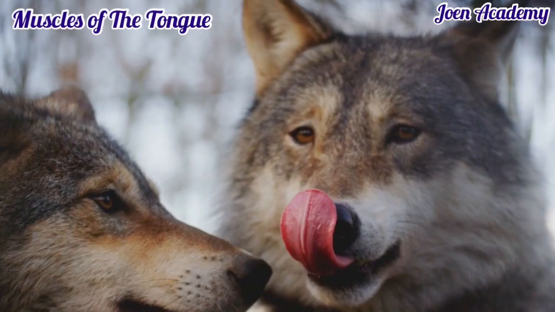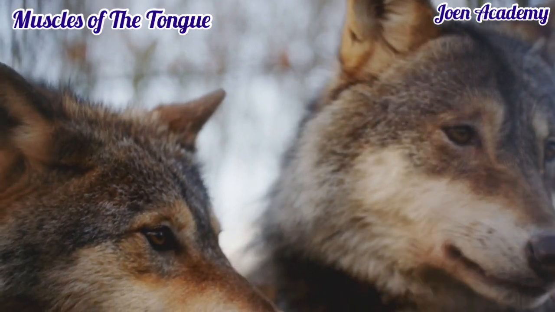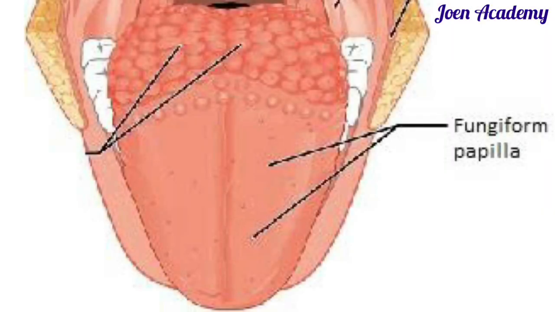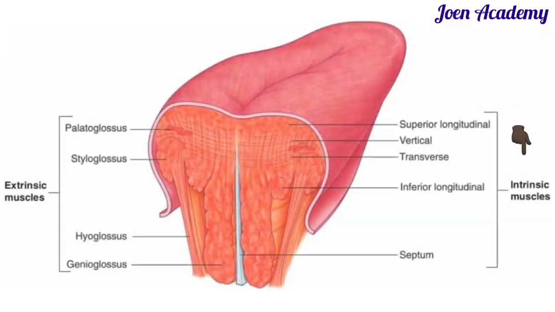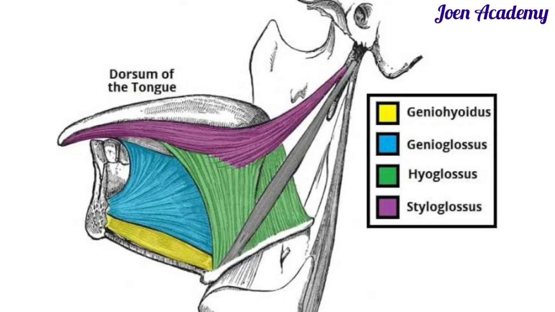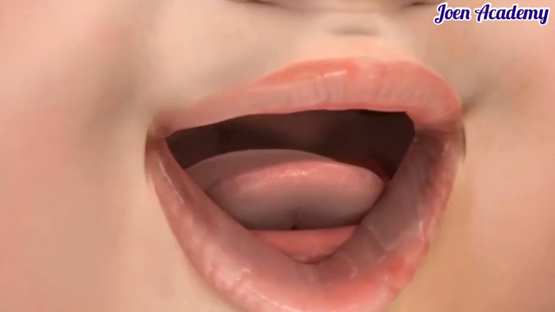Let's take a close look at the muscles of the tongue. The muscles of the tongue are grouped into two: we have the intrinsic and the extrinsic muscles. The extrinsic muscles are 4 in number. They include the genioglossus muscle, the palatoglossus muscle, the styloglossus muscle, and the hyoglossus muscle. They all originate from structures that are adjacent to the tongue. The function of these extrinsic muscles of the tongue is to allow movement of the tongue in all directions.